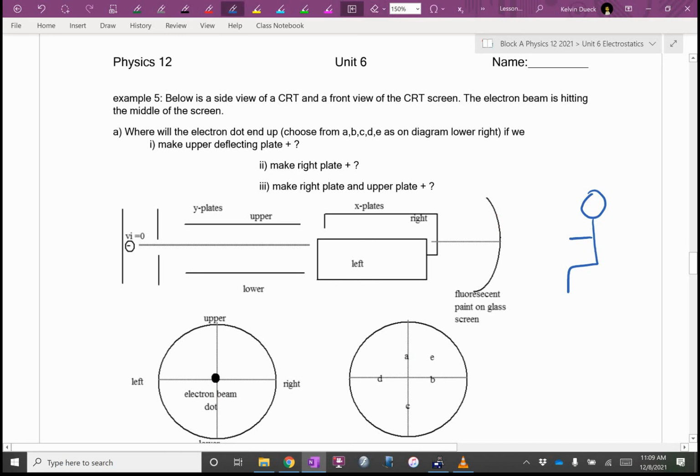Okay? This also explains why the old TV screens were curved, right? Now we have flat screens. That was a big, wow, flat screens. That's pretty impressive.